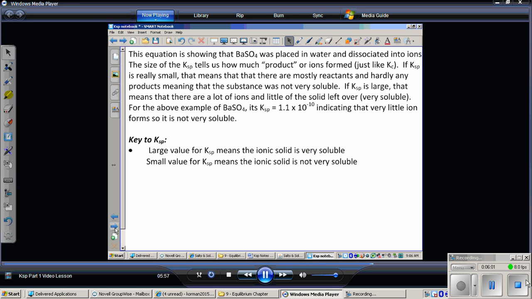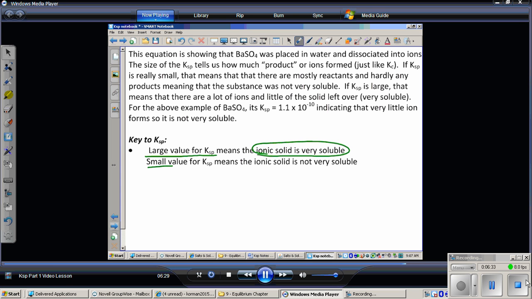Now there's a couple other things we need to know and understand. First of all, looking at a KSP value tells you a lot, and it's very similar to what we learned before. If you remember when we talked before, we said that large K values meant lots of product. So in this case, the product is the ions. So if you have a large KSP value, then that means the solid is really soluble, because lots of product means lots of ions. Lots of ions means really soluble.